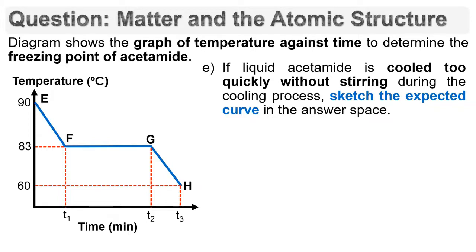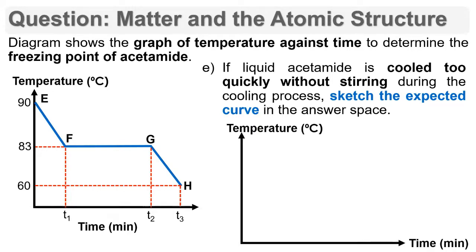E. If liquid acetamide is cooled too quickly without stirring during the cooling process, sketch the expected curve in the answer space. To draw the curve, start with the x and y axis. Make sure the axes are labeled correctly with units. Y-axis is labeled with temperature in degrees Celsius. X-axis is labeled with time in minutes.